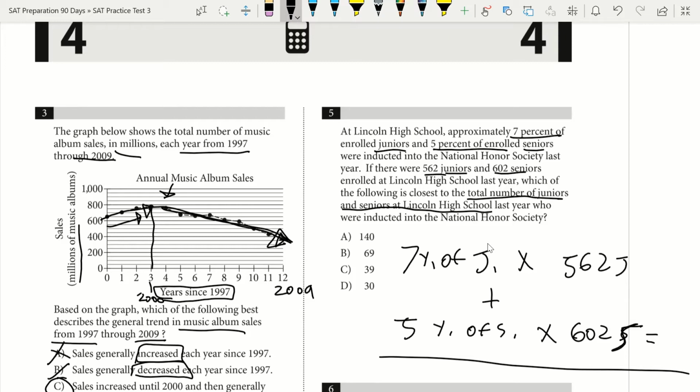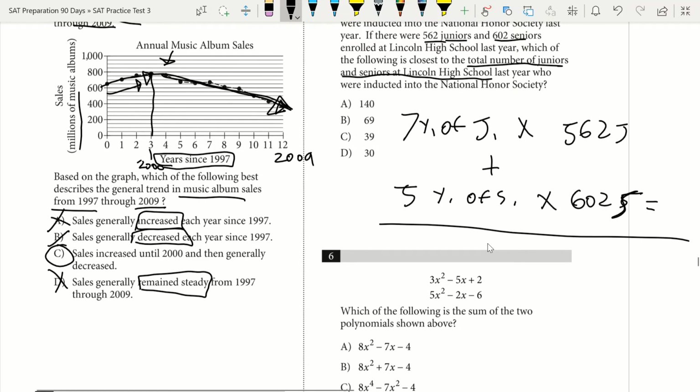And that's going to give me 69.44, which means my correct answer here will be 69 because I'm going to round it. All right, so that'll be 69 as my answer. So my answer there is going to be answer choice B. All right, moving on to question 6.